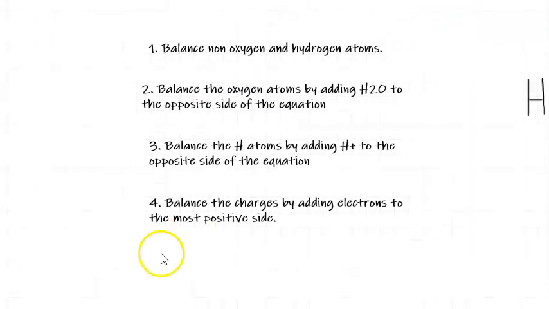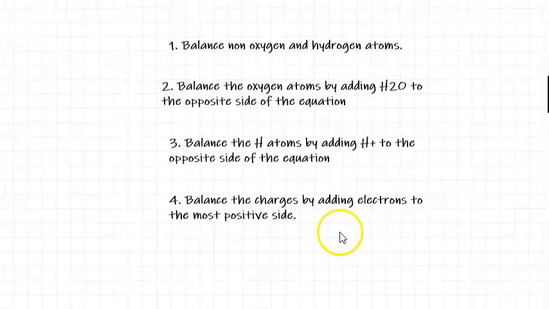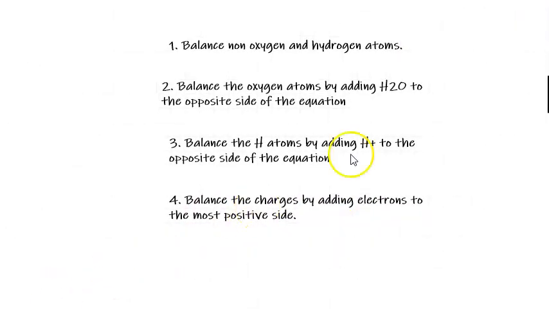So there are 4 steps to balancing equations. First of all, you need to balance the non-hydrogen and non-oxygen atoms. Secondly, you need to balance the oxygen atoms by adding water to the opposite side of the equation. Then you need to balance the hydrogen atoms by adding hydrogen ions to the opposite side of the equation. And then you balance the charges by adding electrons to the most positive side of the equation.